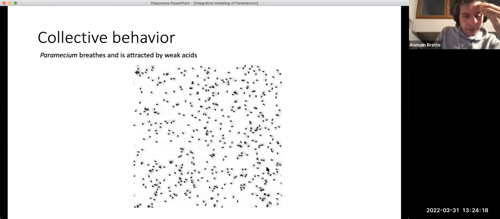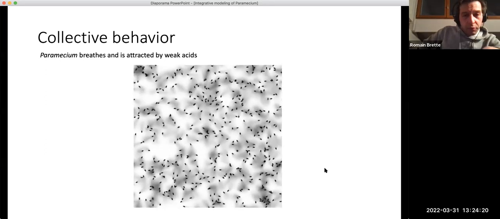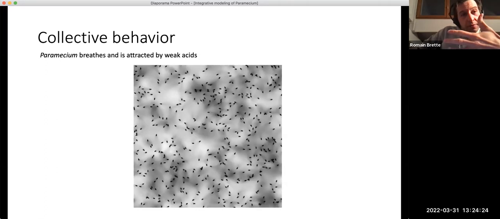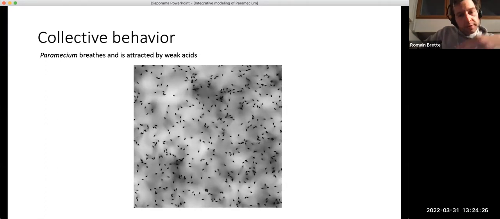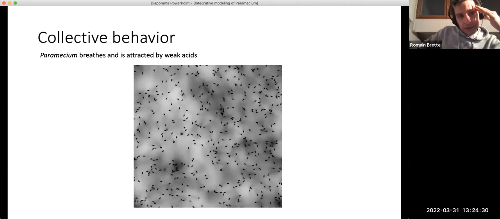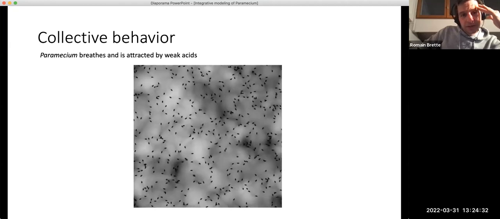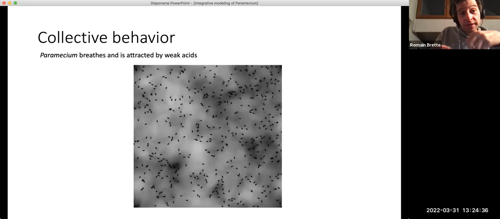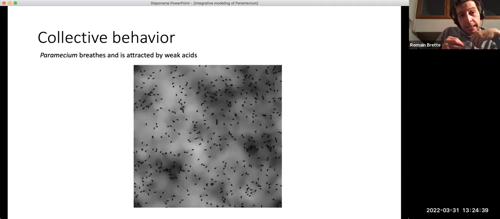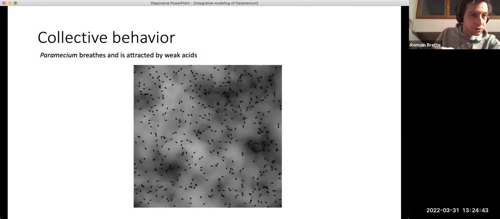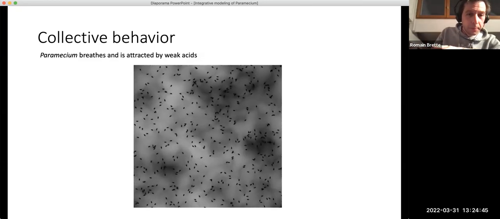And if you do this, so now I'm representing the cells, and the background is the concentration of CO2 normalized. And so you see that there are some inhomogeneities, and these inhomogeneities, together with the chemosensitivity of the cell, are going to result in collective behavior. This is basically a reaction diffusion process that you're seeing here.